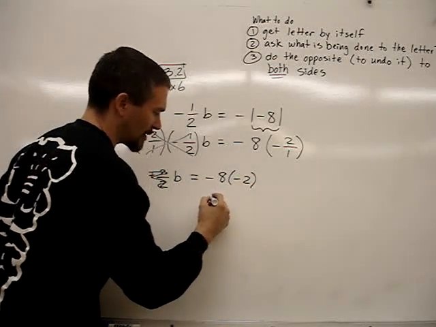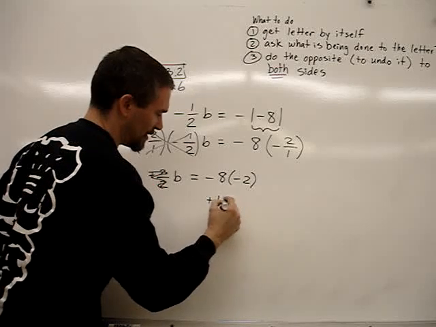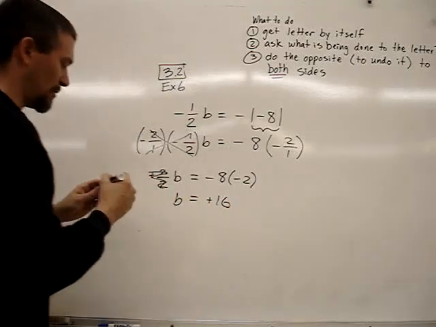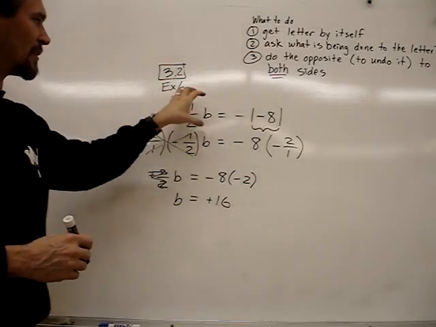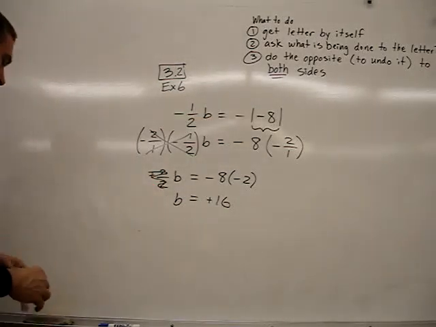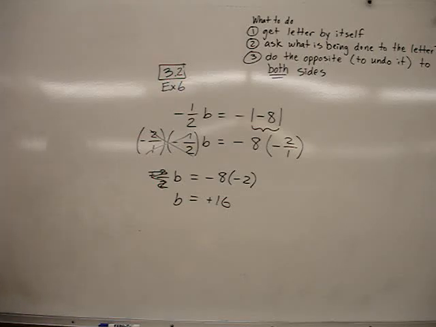Negative times negative is a positive. 8 times 2 is 16. So b is equal to 16. And if we put that 16 back in here and work it out, it would end up being the right answer. And that's how you check it.